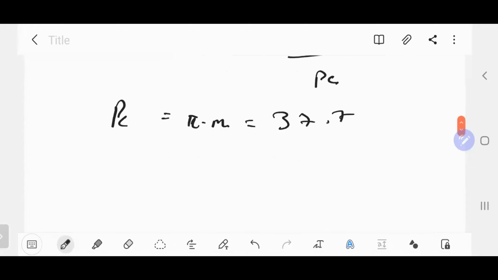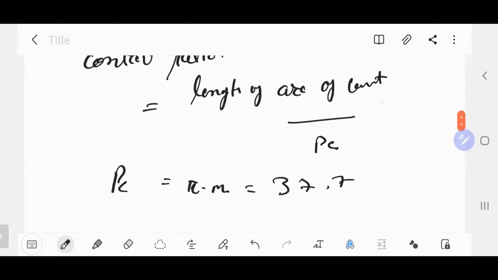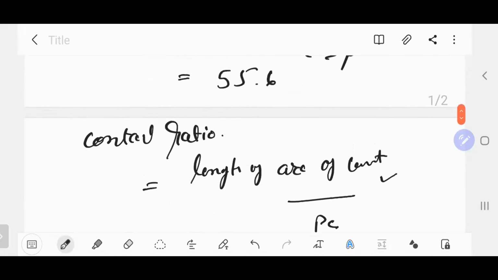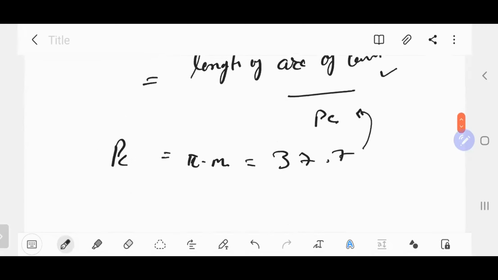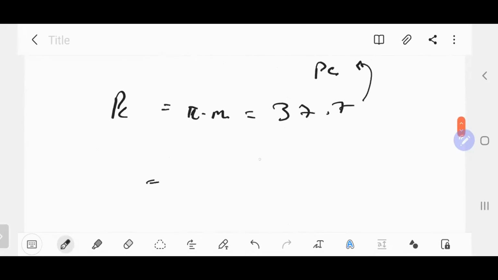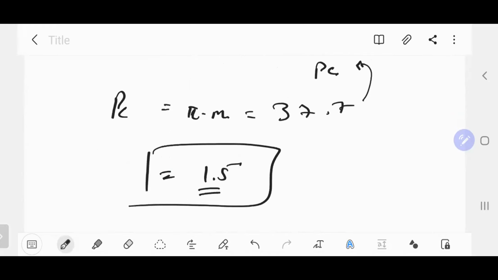So you can just calculate the contact ratio now, because we have the arc of contact that we can take from here, and PC, that is 37.7. So arc of contact divided by PC is equal to what? 1.47. Okay, good one. So that is the end of the example.